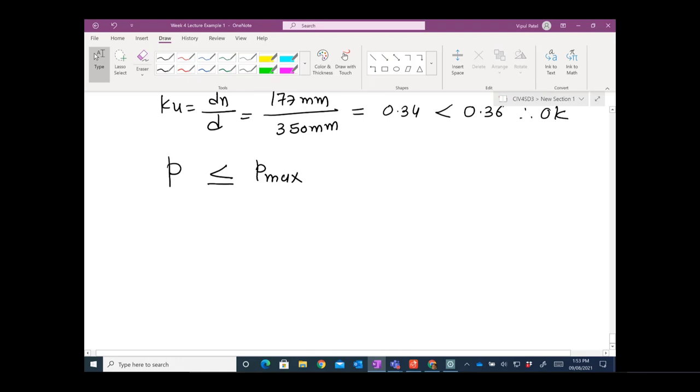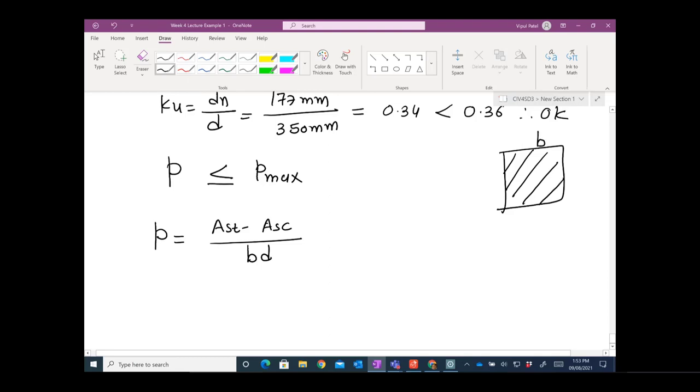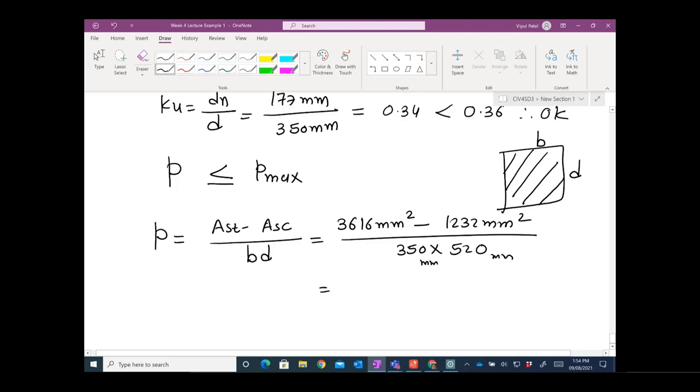Now, how do we calculate the reinforcement ratio? You calculate the area of the steel in tension, take away the area of the compression steel, over the total area, which is B and D. So this is the area of the tensile steel, take away the compression steel. We calculated this area before, take away 1,232 millimeters square, over 350 times 520 millimeters. So you get the reinforcement ratio of 0.0131.